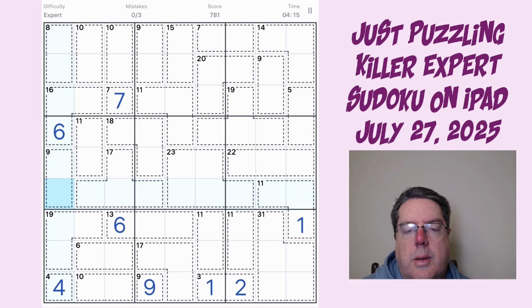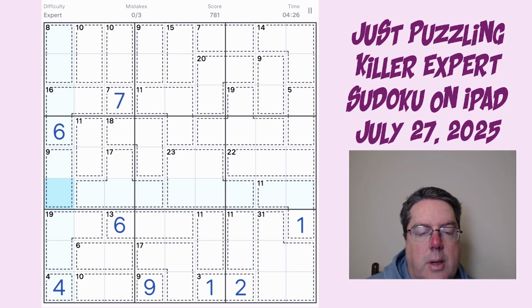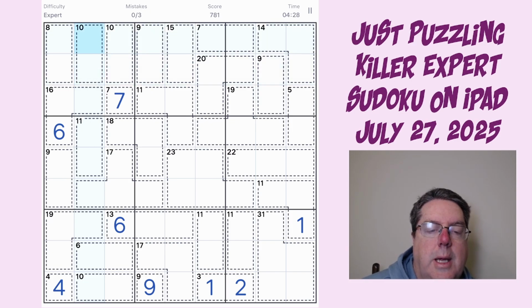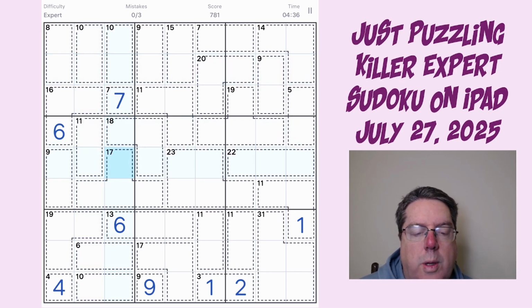9, 9, 9, 6, so 2 and 8 there. So I need a 1 and 9, 2 and 8, and a 4 and 6. So 4 and 6 is going to be here, because there's a 6 here and a 6 here, so this is 4 and 6. So 4 is going to be down there because of this 4 here.